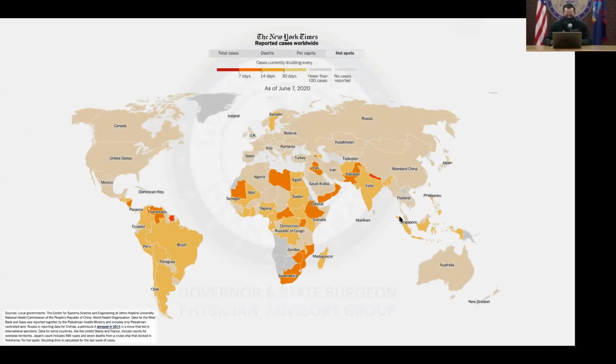This map just illustrates how it looks. The darker and the more red is the hotspot areas, and this can be accessed by anybody at the New York Times website, where they illustrate this. If you hover over each country, you can actually get their doubling rate for that area. And this data overall is comprised of data reported by Johns Hopkins University and the World Health Organization, as well as other local governments, as stated here.